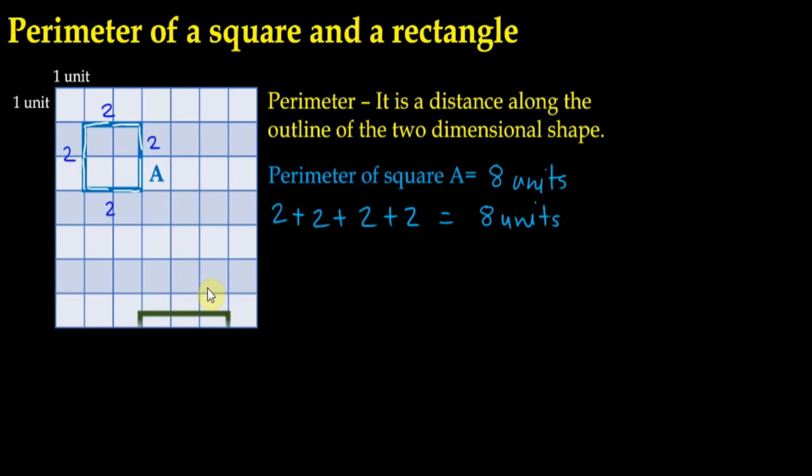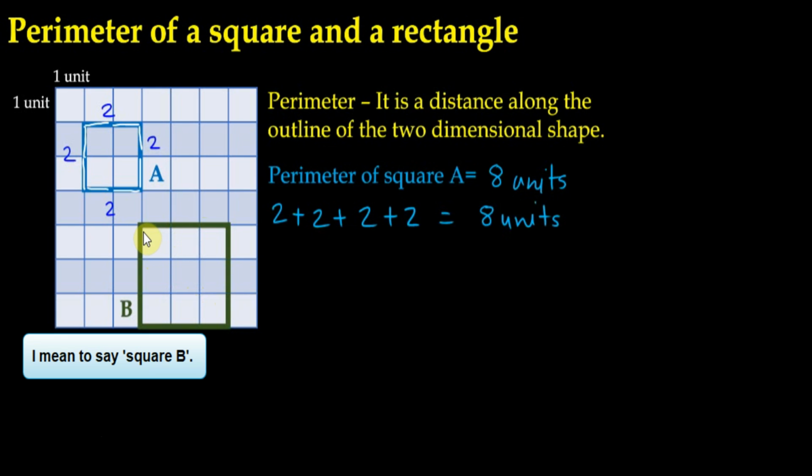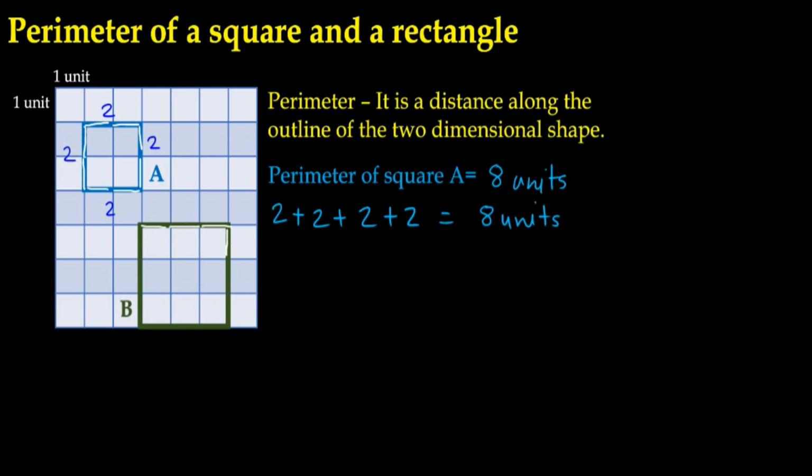Now let's take one more square B and let's find out what is the perimeter of square B. How about you pause the video and count how many units are along the outline of square B. So we have 1, 2, 3, 4, 5, 6, 7, 8, 9, 10, 11 and 12 units that makes the outline of square B. Therefore, we can say perimeter of square B is 12 units.